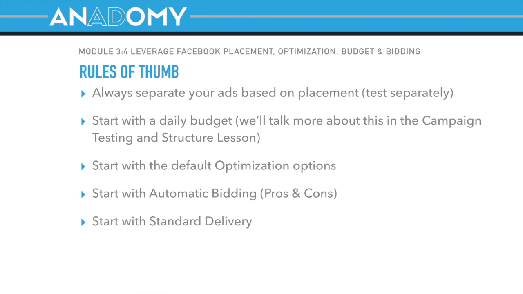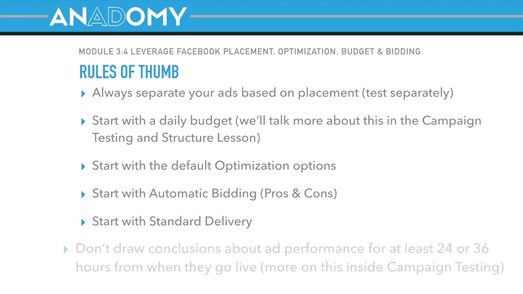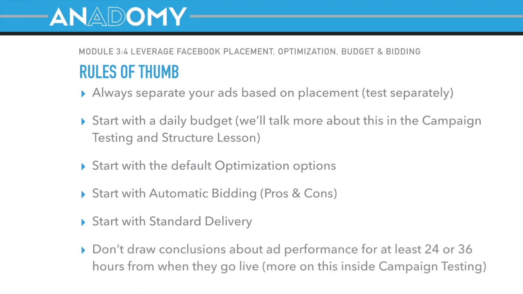Finally, start with standard delivery. There aren't a lot of times where you'll even want to use accelerated delivery, but if you do, always start with the standard delivery. Finally, don't draw conclusions about your ad performance for at least 24 to 36 hours from the time that they go live.